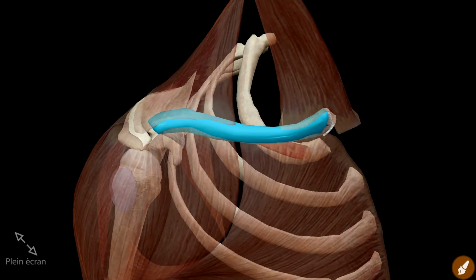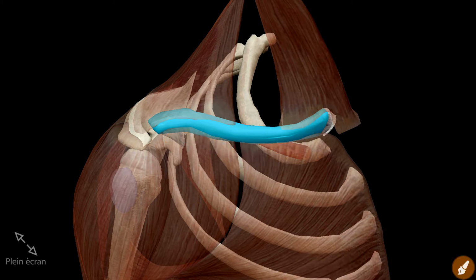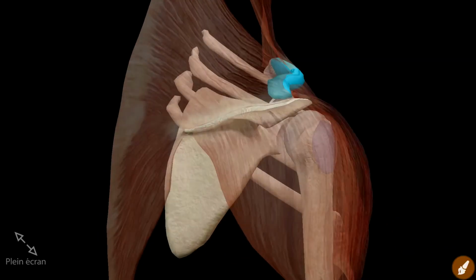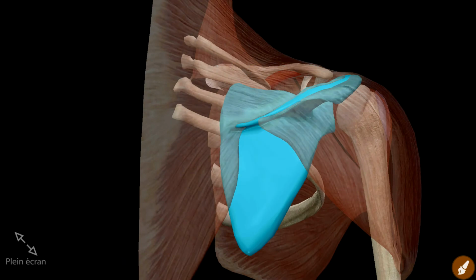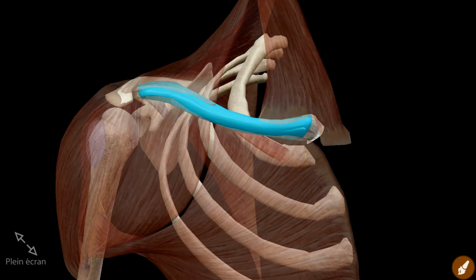The clavicle is a tubular, somewhat S-shaped bone. You see, this is the S-shaped form of the clavicle. The clavicle forms with the scapula the shoulder girdle. The S-shaped form of the clavicle weakens it and explains the frequency of its fractures.